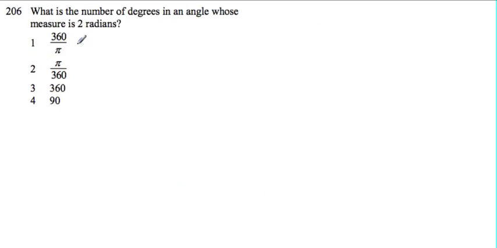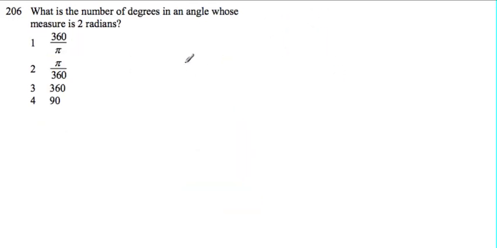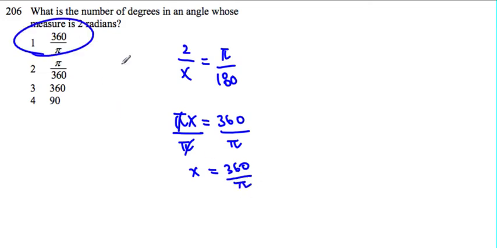Alright, let us look at number 206. What is the number of degrees? So we have 2 radian measures. Similarly, I'm going back to using the same proportion here: 2 over x. This time x is in the denominator because degree measure is what we're looking for, is equal to pi over 180. Now cross multiply, then we get pi x is equal to 360. So we just have to divide by pi. Then we end up getting x equals 360 over pi. And that becomes choice 2.